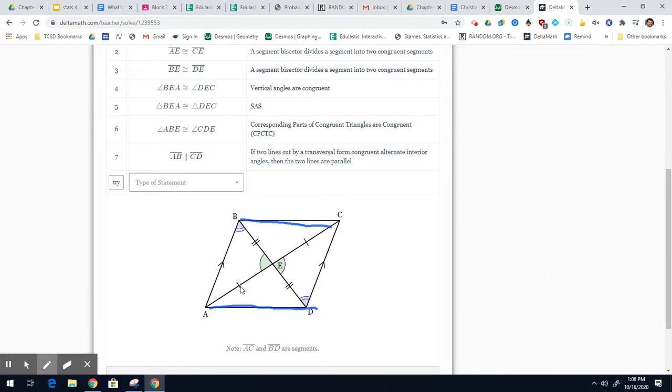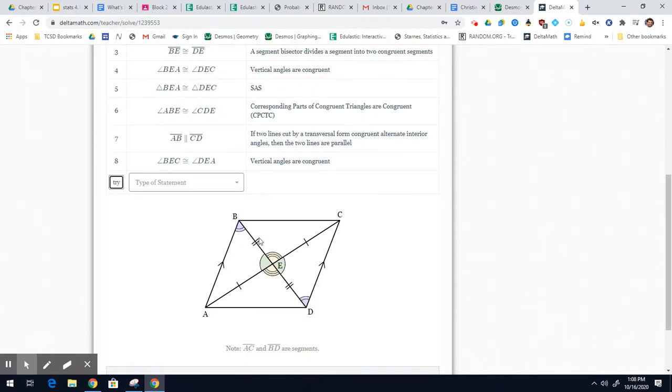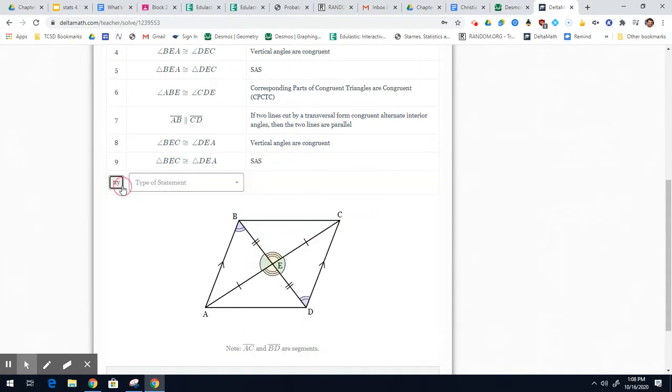So now we have to use, again, this side and this side, but now we have to use this pair of vertical angles, BEC and DEA. So angle BEC is congruent to angle DEA. They are vertical angles. So then these two triangles, again, same lettering, BEC and DEA, are congruent. And that's again by side angle side. So now if I take a look at the picture, I still want to try to prove that BC and AD are parallel.